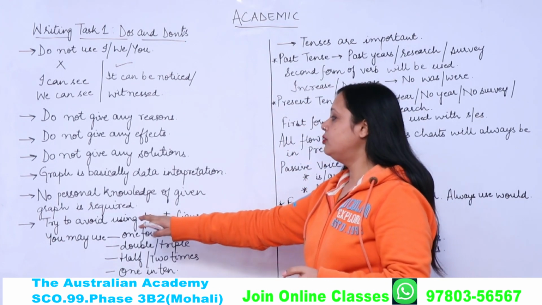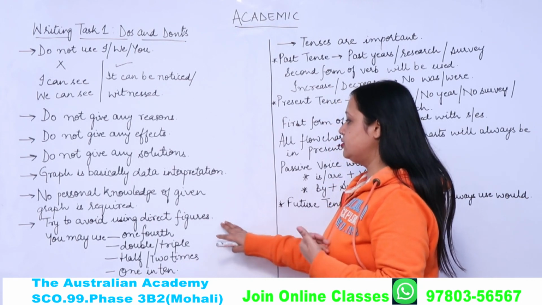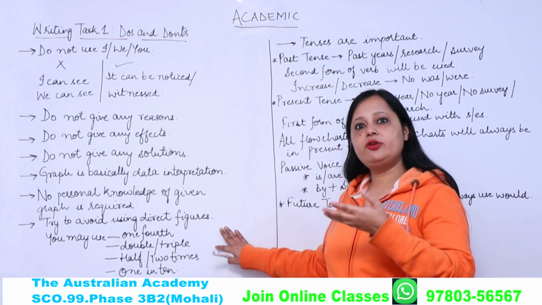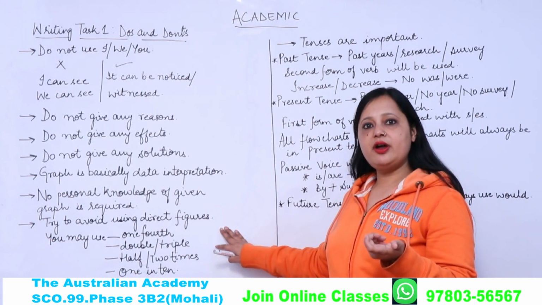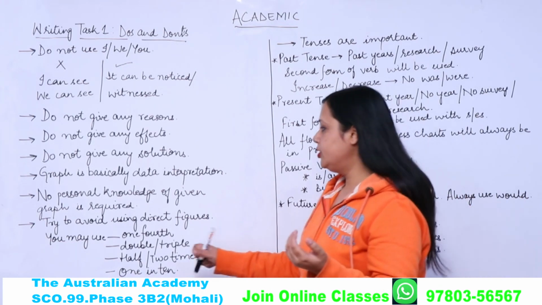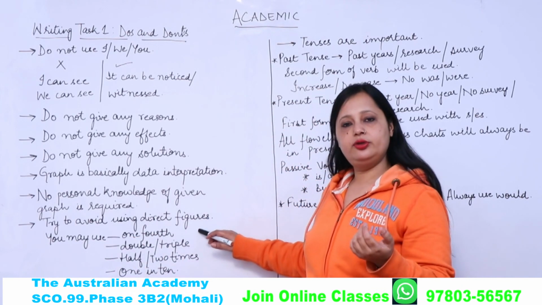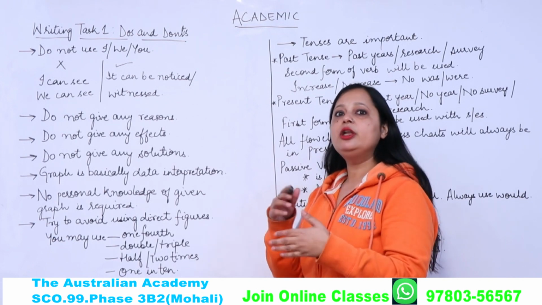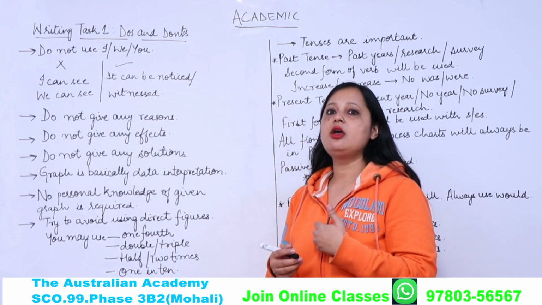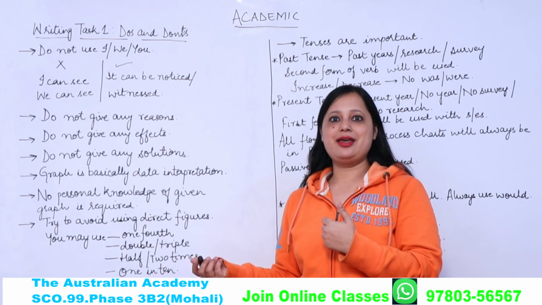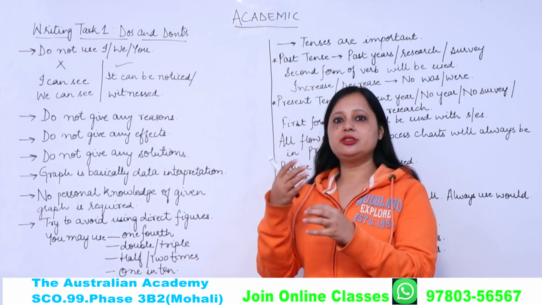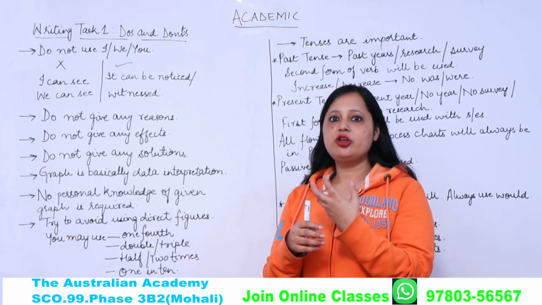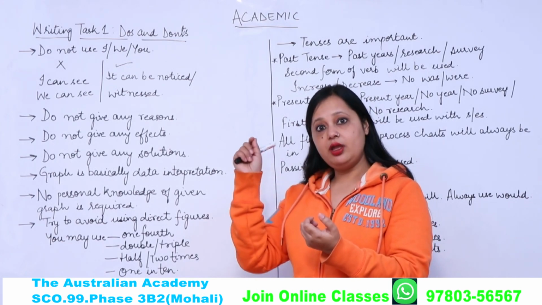Next is, try to avoid using direct figures. So direct figures means if you say like once it was 40%, then it reduced to 10%. So instead of writing like from 40 to 10, you could better write that 1/4. Okay, so writing 1/4 would be a better option instead of only giving numbers again and again, because that is not your mathematical exam. If you write so many numbers, 10%, 40%, 50%, 75%, 80%, so you are not writing for math, you are writing for English.